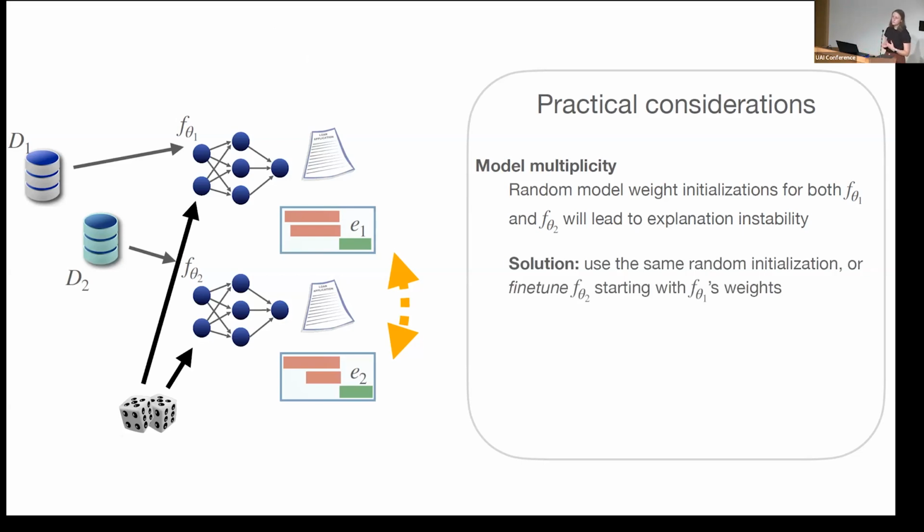To get around that, we have a couple of techniques. One thing that we do is use the same initialization for both the original and the shifted models. Another version is fine tuning. We train our original model, and then rather than starting from a random initialization when training the second model, we start with the first model's weights and continue training until the loss stabilizes.